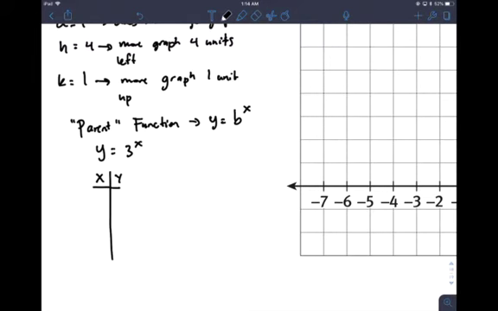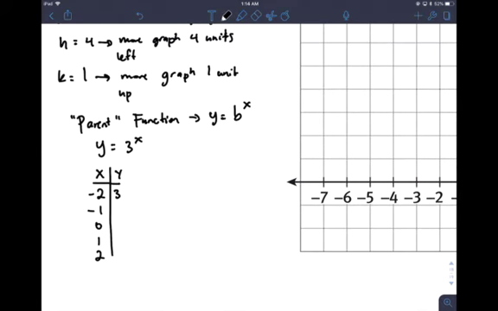X and y: -2, -1, 0, 1, 2, and simply plug it in. So we plug in -2, this becomes 3 to a negative second power, which is 1 over 9. Then 3 to the -1 power, which is the same thing as 1 over 3. 3 to the 0 power equals 1. 3 to the first power is just 3. And 3 to the second power equals 9.